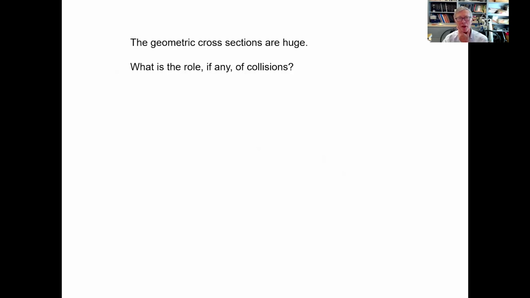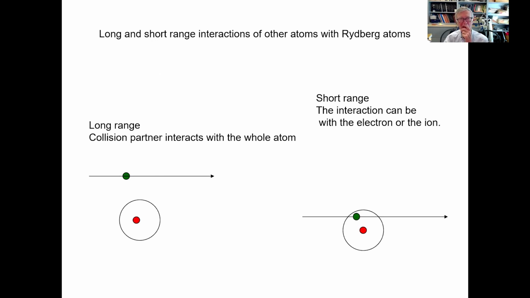So finally, I come back to the other question. The geometric cross sections of these atoms are enormous. And so what role, if any, are collisions likely to have? Okay, so I'd like to sort these collisions into two kinds. One are long-range collisions in which the collision partner interacts with the whole atom, and then we can consider short-range collisions in which the perturbing atom might interact with the electron cloud or the ion. So I'll consider these first.